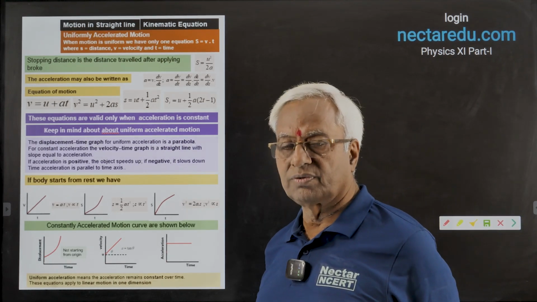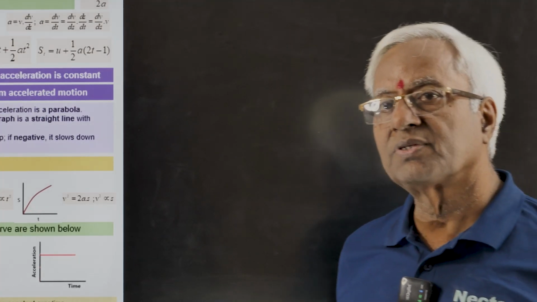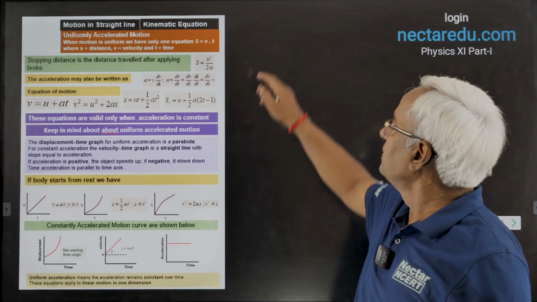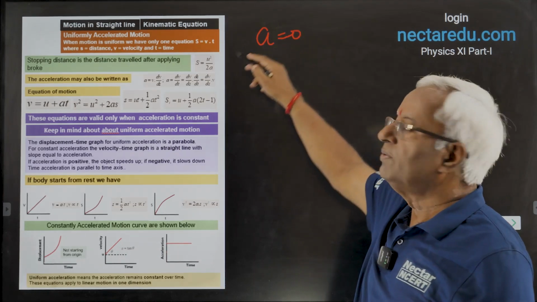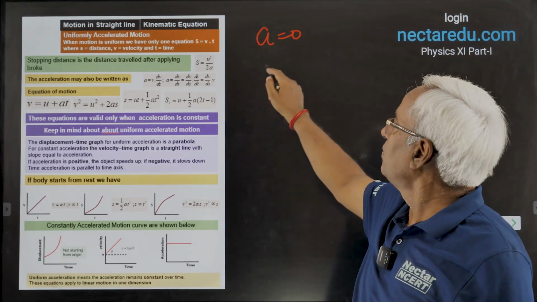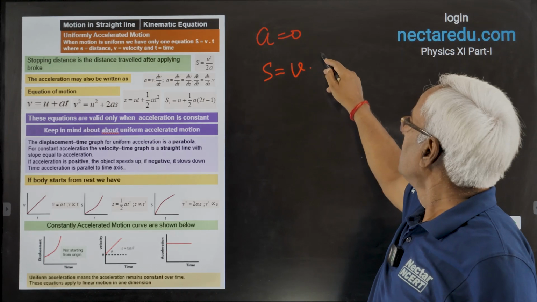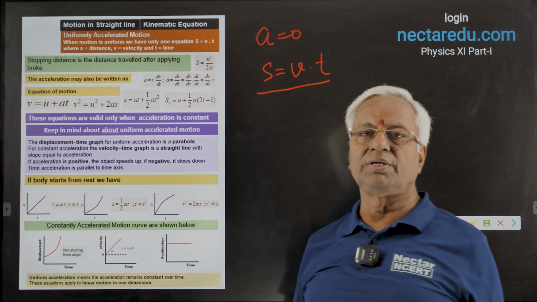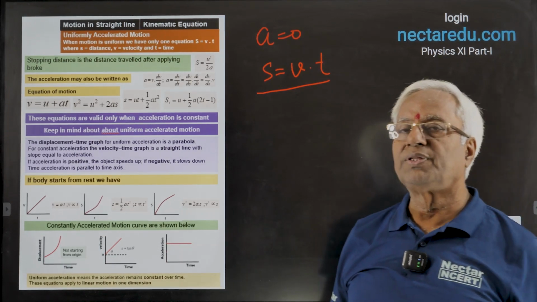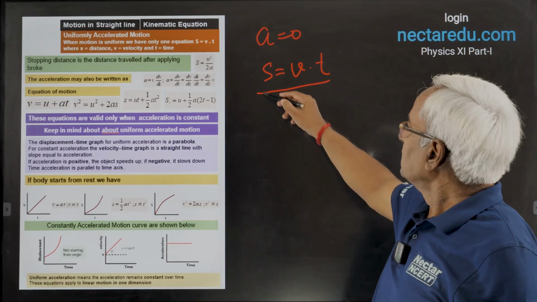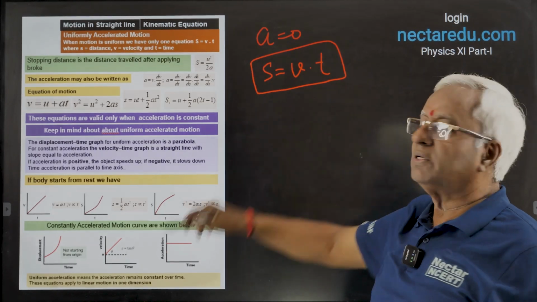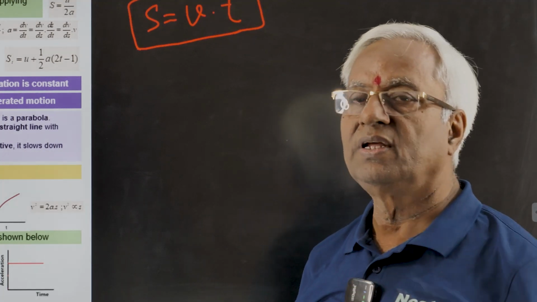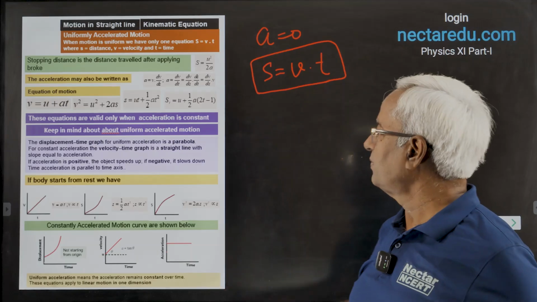Kinematic equations. In kinematic equations, suppose the condition is given that there's no acceleration, it simply means a equal to 0. Then in that case you have only one possible equation for the motion, that is displacement equal to velocity into time. This is the only equation that could be used in uniform motion, or you might say the motion without acceleration.